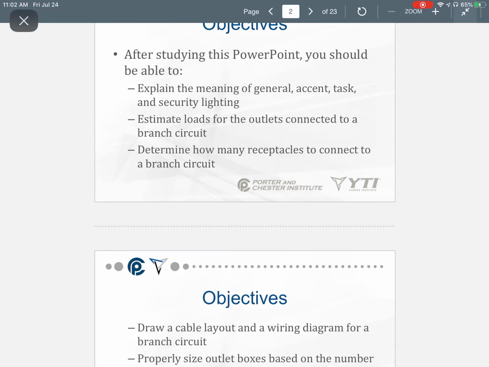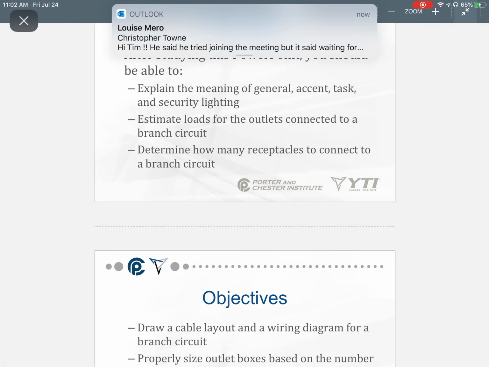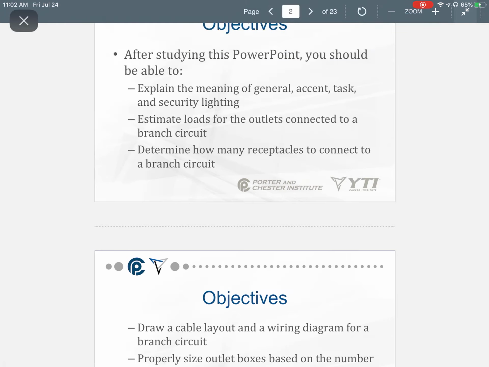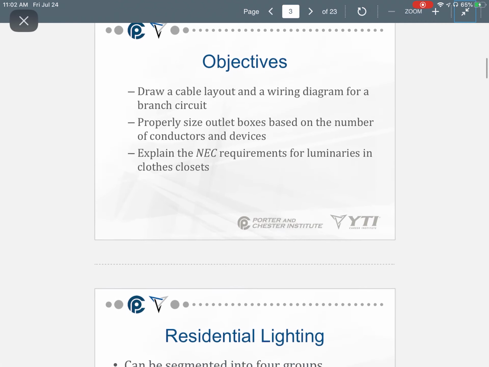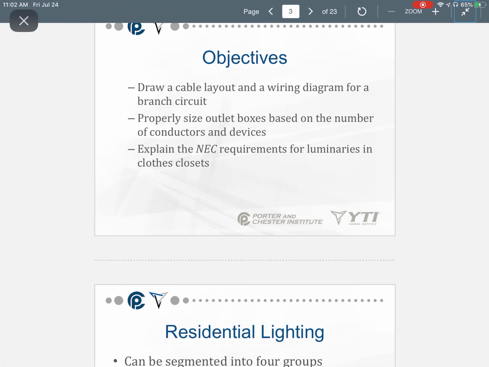You may recall me having mentioned a couple of them already. Also, estimating loads for the outlets connected to a branch circuit, determining how many receptacles connect to a branch circuit. So these are all important things as well. Our objectives also include learning how to draw a cable layout, wiring diagrams for branch circuits, something that we need to be able to do, I should say.